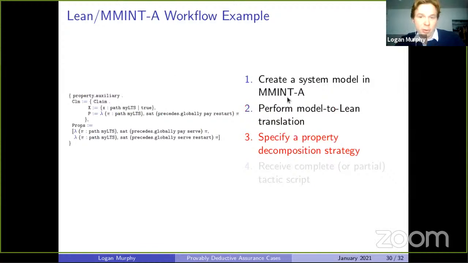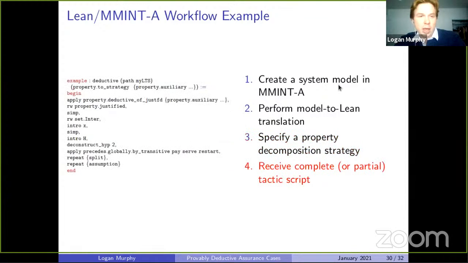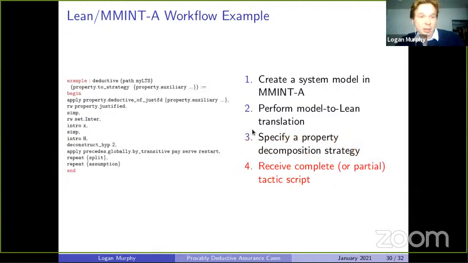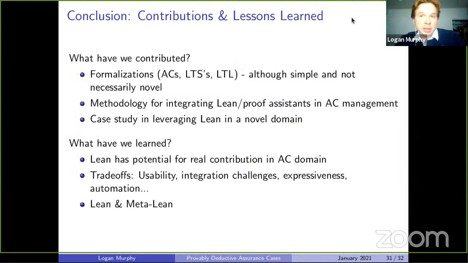So next we specify a proper decomposition strategy. This is just a similar example to what I showed before. And then receive a complete or partial tactic script. So in this case, for this particular example, the property you want is that pay precedes restart, and that pay precedes serve and serve precedes restart. And then as you'd expect, Lean finds here, which is the part that the decision procedure returns, that it found a transitive lemma to prove that particular property. The rest of it is pretty much just boilerplate around the way that we've formatted our decision procedure. And that's pretty much it.